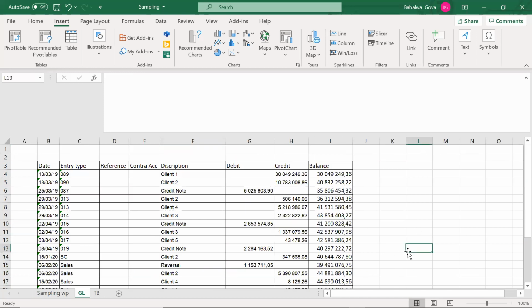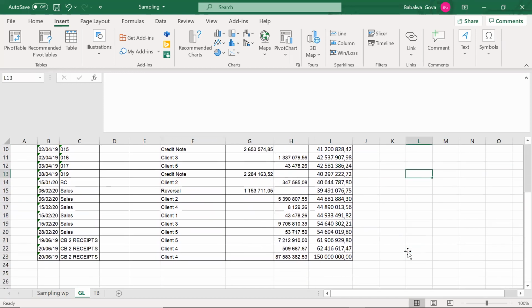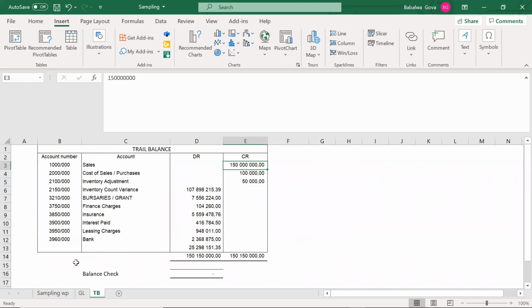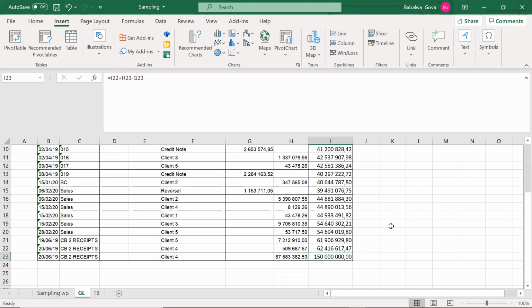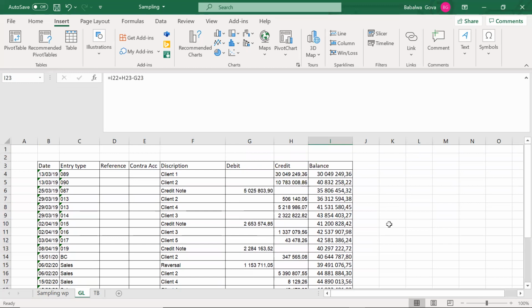Firstly, if you look at this GL, for us to be able to select a sample, the requirement of the standard is to make sure that the sample that we're selecting from is complete, by allowing every sampling unit a fair chance of being selected. So I'm going to make sure that my sample population is complete. I confirm that the population makes up 150 million, which is the same amount that I have sitting in my trial balance. Therefore, I'm happy that all the items making up my 150 million sales line item have a fair chance of being selected.